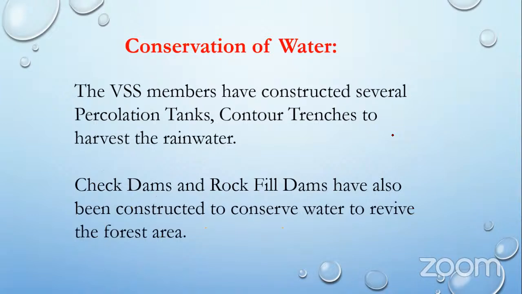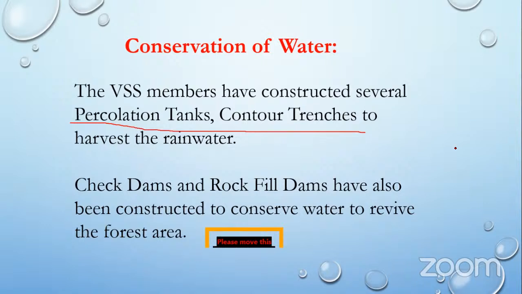So what did the VSS members do for conservation of water? They constructed percolation tanks. This is called percolation tanks. They constructed percolation tanks and contour ditches to harvest rainwater. Okay, this is the point here.